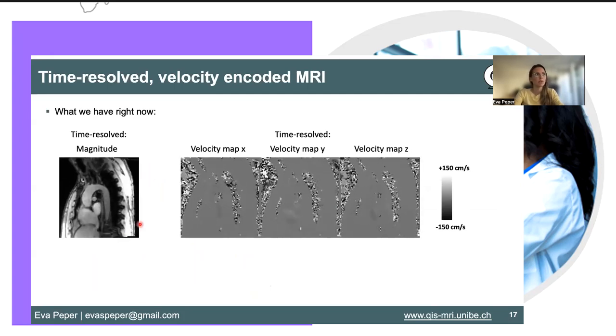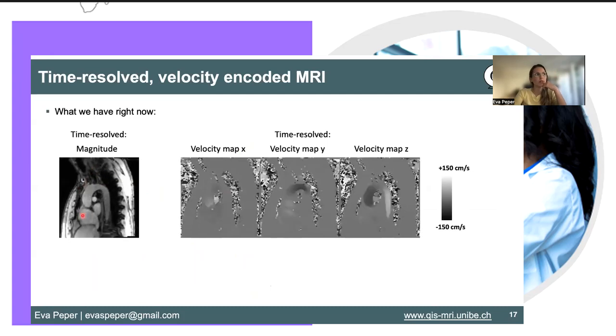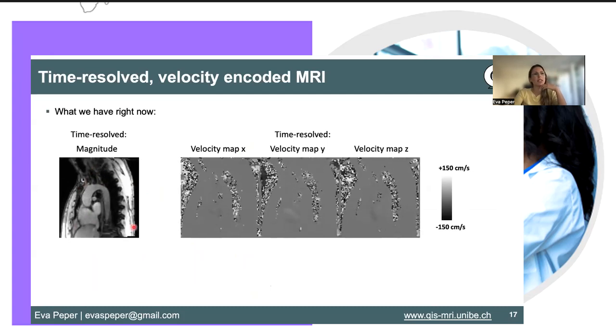So yeah, this is what we get. We then have a velocity map for each direction, but the velocity map is now also time resolved. Of course, we still have the magnitude information that's not lost. That's also time resolved. So here we see the heartbeat.